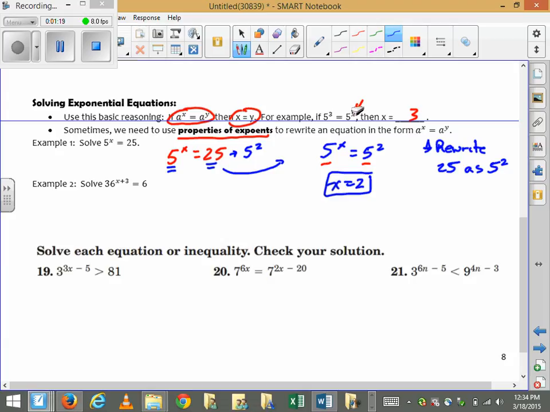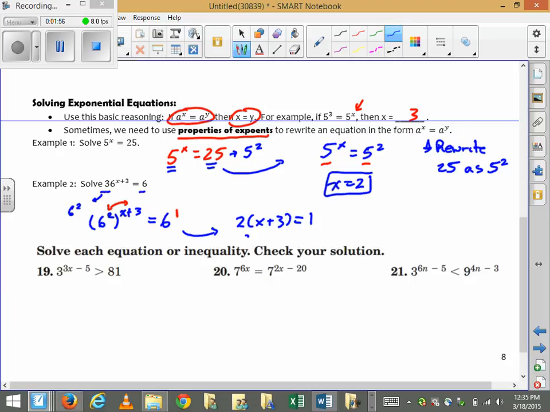We look at number 2 here. 36 and 6 aren't the same base. However, I know 36 is 6 squared. So what I can turn this into, 6 squared to the x plus 3 equals 6. Now, using my properties of exponents, I know I can multiply those two things together. Also, property of exponents tells me that this is really like saying 6 to the first. So, in order to solve this, what I end up doing is I have 2 times x plus 3 equals 1.